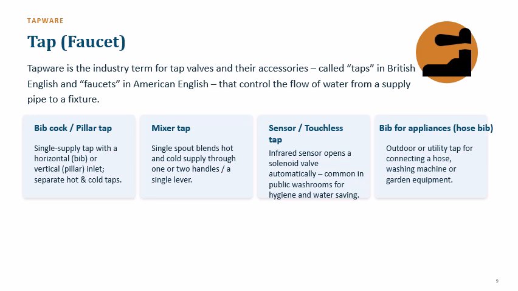So bib cock or the pillar tap, that is a single supply tap with a horizontal bib or a vertical pillar inlet, with separate hot and cold water taps. And mixer tap, a single spout blends both hot and cold supply through one or two handles, and also a single lever. Then sensor or the touchless taps, where an infrared sensor opens a solenoid valve automatically, and it is common in public washrooms for hygiene and water savings. And bib for the appliances, that is the hose bib, an outdoor or utility tap for connecting a hose for washing machines or garden equipment.